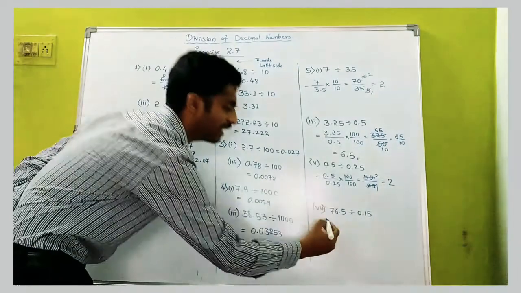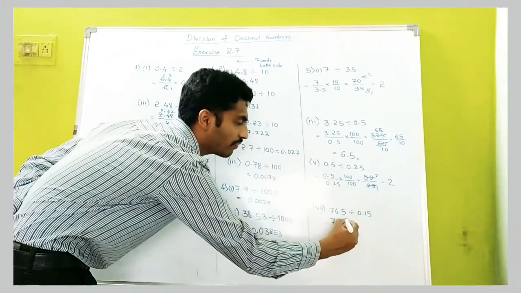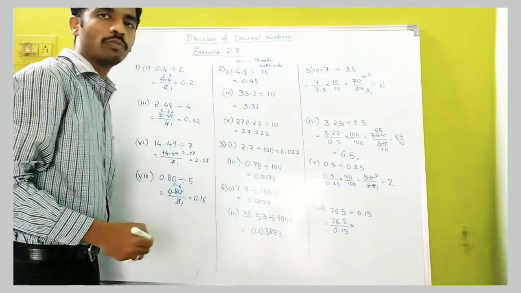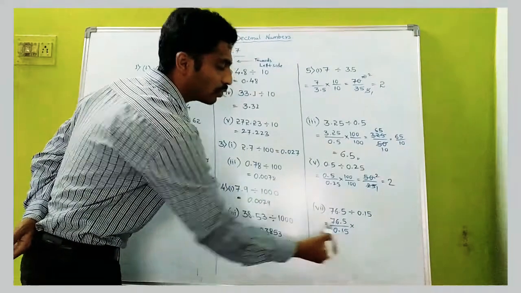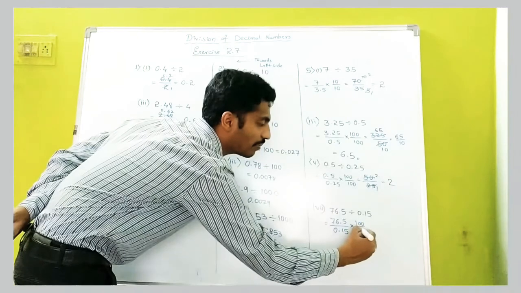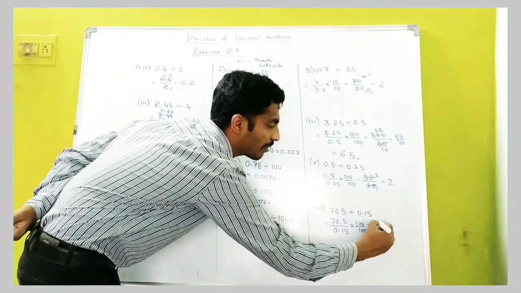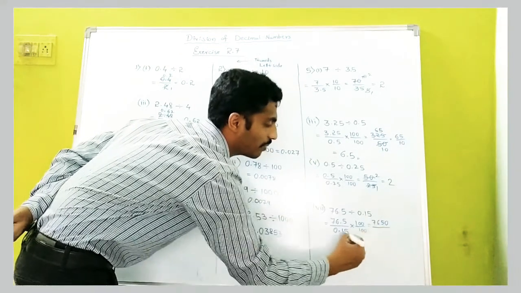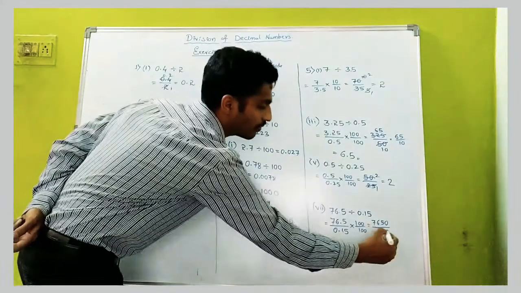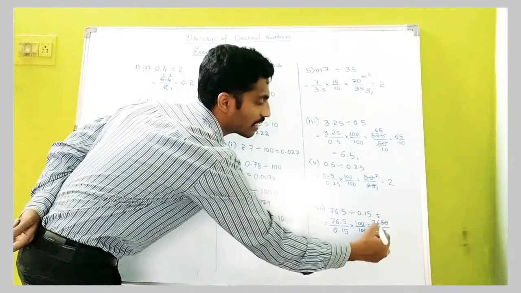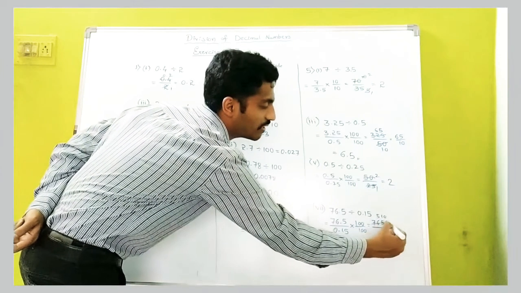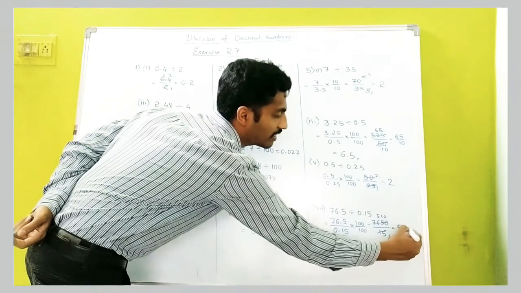Understood? So now again here, 76.5 divided by 0.15. Which has the maximum decimal places? Here 1, 2. 2 maximum decimal places are there. What do you have to do? Multiply by 100 by 100. So here we will get 7650 divided by 15. If you know the 15 table, it is easy to divide. 15 ones are 15, 15 fives are 75. 1 is remaining, it becomes 15. 15 ones are 15, and 0 is there, keep the 0. So 510 is our answer.